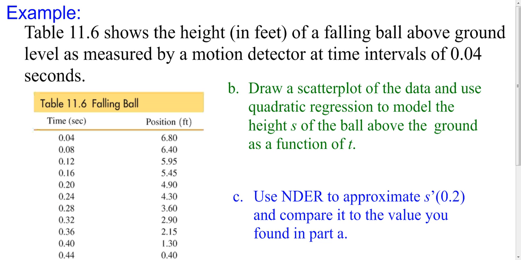Part B says to draw a scatter plot of the data and use the quadratic regression model to model the height. And then once you have that, you can find the derivative at 0.2, and the derivative will give you hopefully some information. So here's what we're going to do. We are going to take this data and put it into our calculators.